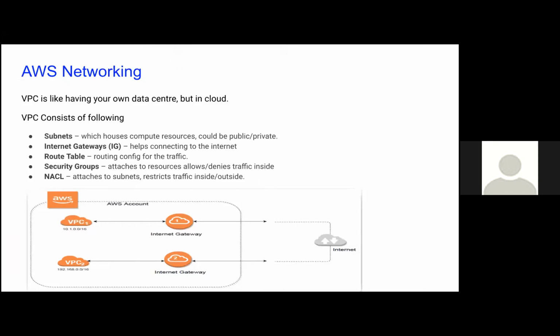So we'll talk about AWS networking. First and foremost, when you're talking about networking, you'll come across a VPC, which is your virtual private cloud. It's similar to your data center, like when we used to do setups on premises. The same thing we are now doing in the cloud. Hence VPC.